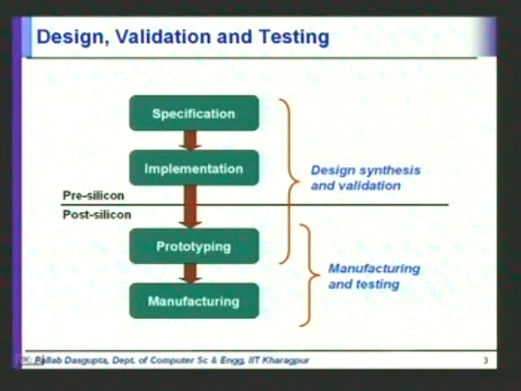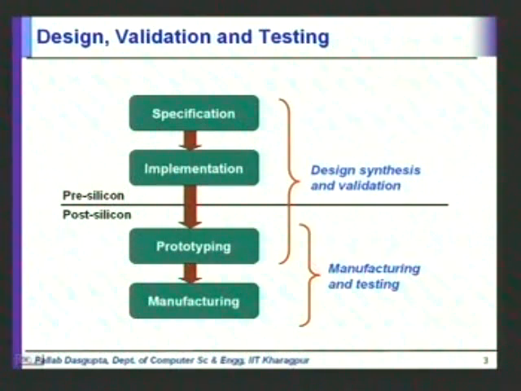The next step is checking whether the specification has been correctly implemented. Whatever we have implemented, is that what the specification demanded? That is the second step of verification. And then the third step, when we have the prototype, we still do a verification because we want to make sure that whatever prototype we have developed is correctly implementing the design intent.